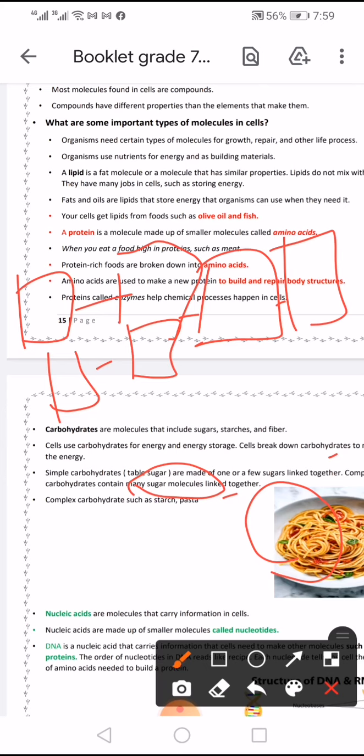And also we have protein, like that present in meat. A protein is composed of smaller molecules called amino acids. This amino acid is very important to build and repair our body structure.